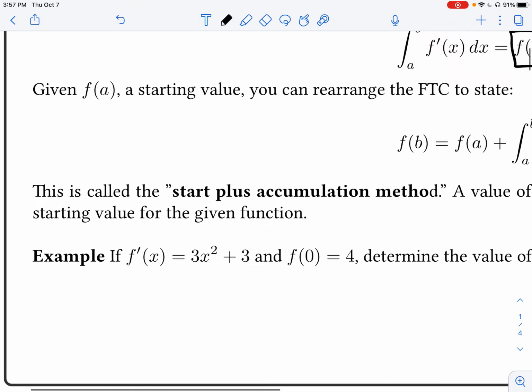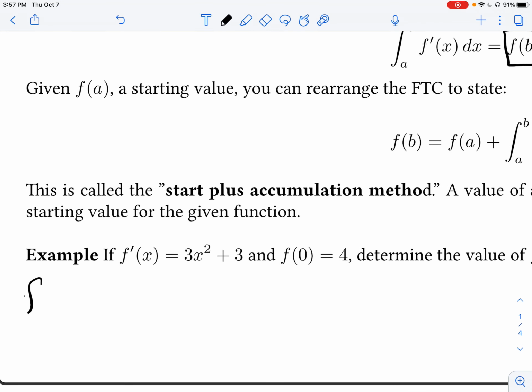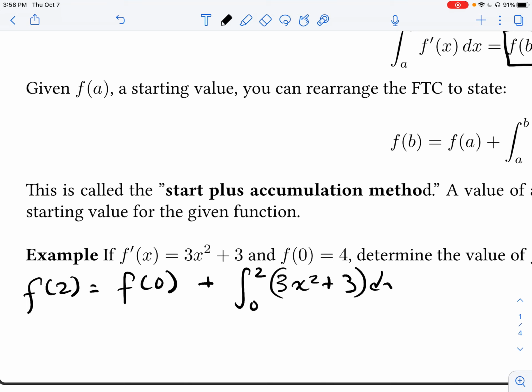So to set this up, we would say f of 2, we're trying to find f of 2, is going to be equal to f of 0 plus the integral of our derivative, so 3x squared plus 3, all of that dx. What is f of 0? We're told it's 4. Let's evaluate this antiderivative now, or let's find the antiderivative, I should say.